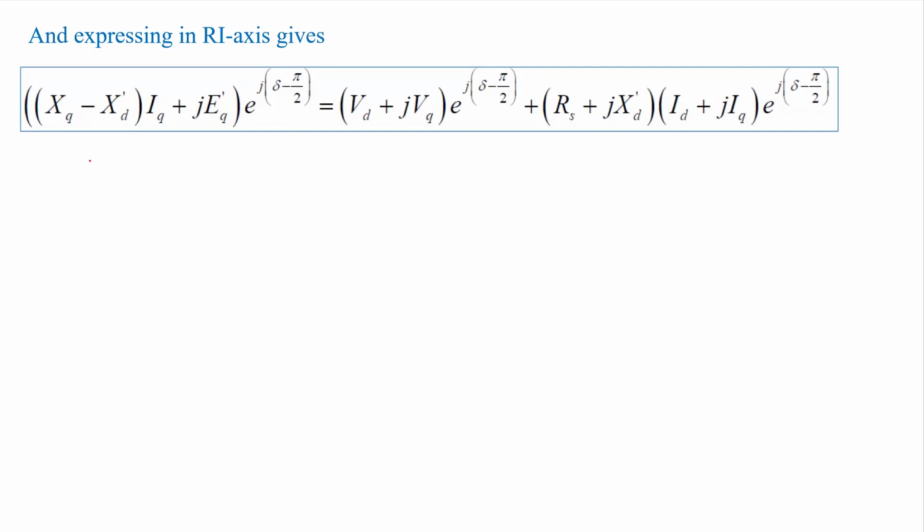So we get Xq minus Xd dash into Iq plus j Eq dash into e to the power j of delta minus pi by 2, which is equal to the terminal voltage in dq axis parameters multiplied with the conversion factor, plus the dq axis current, multiplied with e to the power j of delta minus pi by 2, which is the conversion factor.